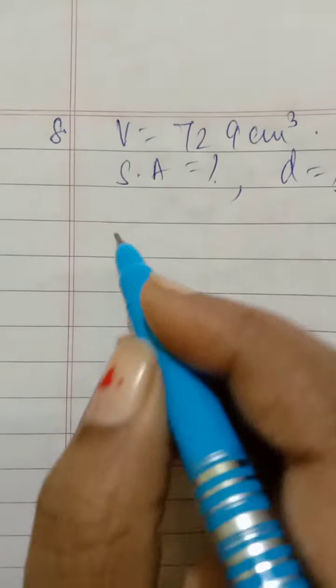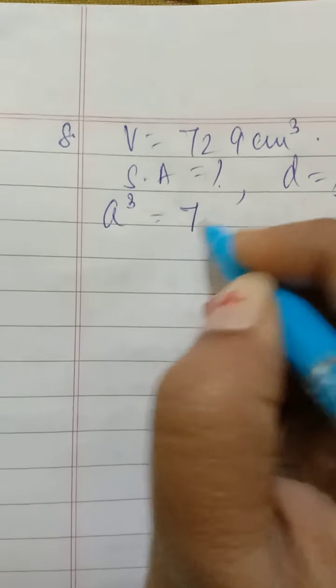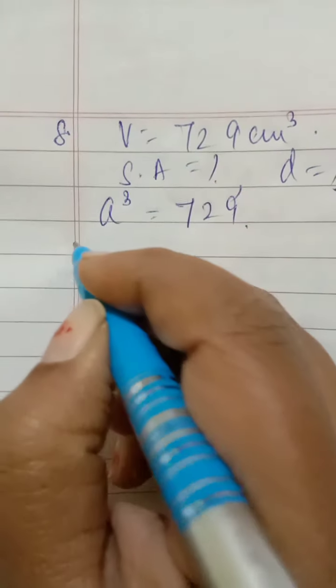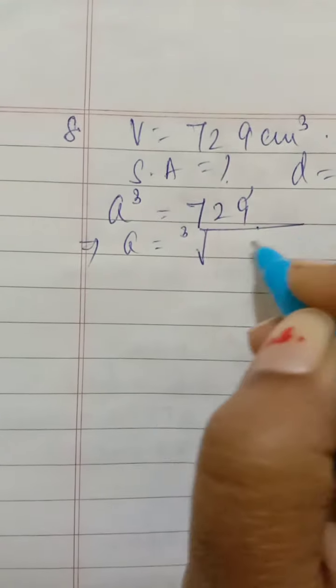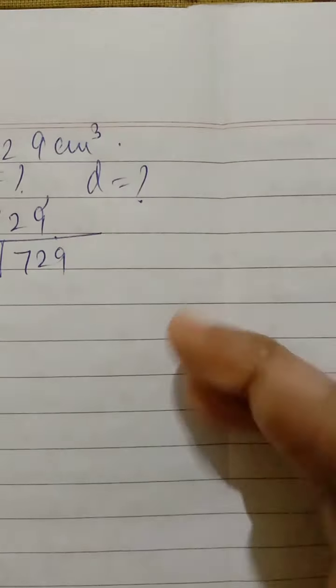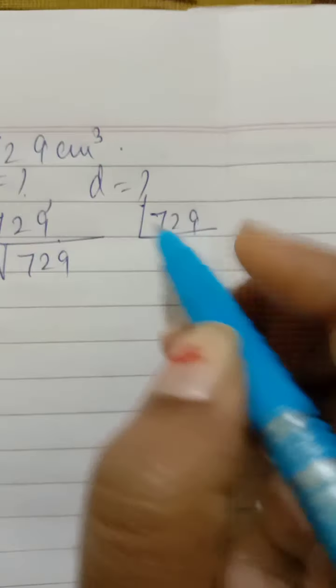Since it's the volume of a cube, we know that volume of a cube equals a cube. So we can write a³ equals 729. This implies a will equal the cube root of 729. Now, how do we find the cube root of 729? We just have to do the prime factorization of 729.